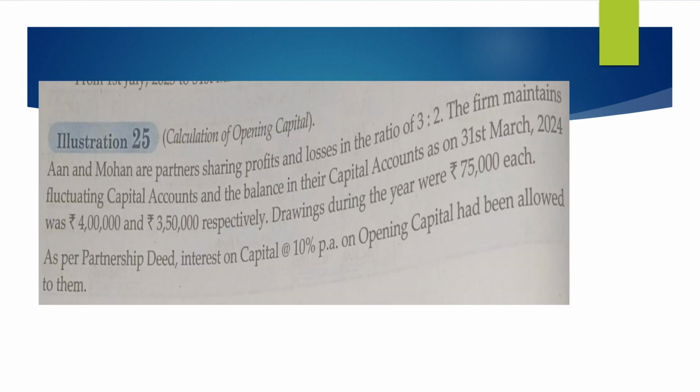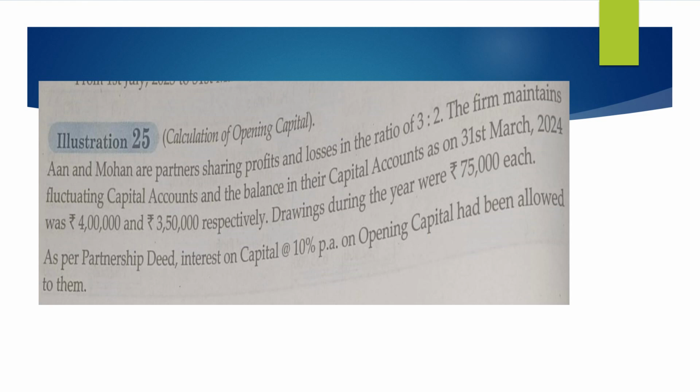So illustration 25. Anne and Mohan are partners sharing profits and losses in the ratio 3:2. The firm maintains fluctuating capital accounts. Fluctuating capital accounts mean that we'll be calculating only the capital accounts. And the balances in the capital account as on 31st March 2024 were 4 lakhs and 3 lakh 50,000 respectively.